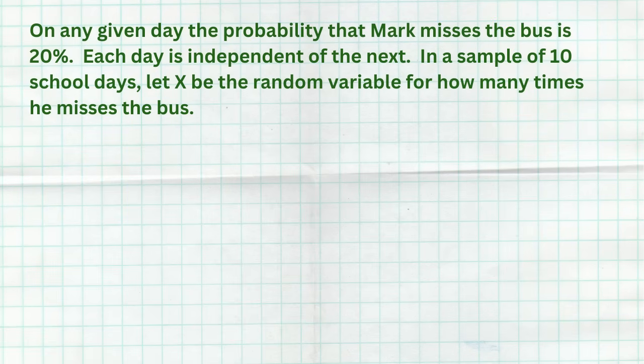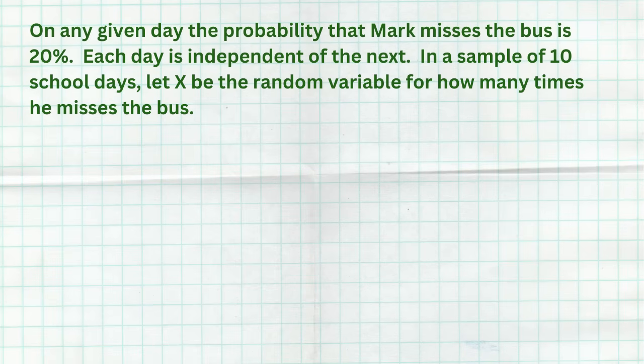On any given day, the probability that Mark misses the bus is 20%. Each day is independent of the next. In a sample of 10 school days, let x be the random variable of how many times he misses the bus. So we're given two things here, which makes it a binomial model. We're given the probability of success, 20% chance he misses the bus. I know that doesn't sound successful, but that is what we're looking for, and success is simply what we're looking for. We're looking for him to miss the bus. And we're given a set number of trials, 10 school days.